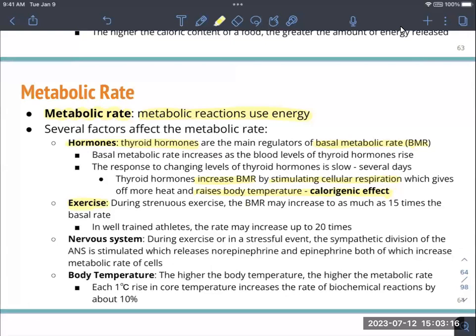Exercise. With strenuous exercise, your metabolic rate can increase by up to 15 times the basal rate. In a well-trained athlete, it may rise up to 20 times. Your nervous system. During exercise, or even some stressful event, the sympathetic division stimulates the release of norepinephrine and epinephrine, and those actually increase your cells' metabolic rate as well. Body temperature. The higher your body temperature, the higher your metabolic rate. For every 1 degree Celsius your core temperature rises, it increases those chemical reactions by 10%. So that's a pretty large jump.